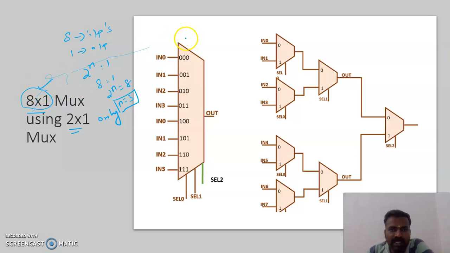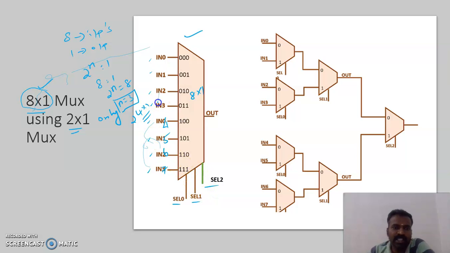Have a look at this. This is the block diagram representation for the 8x1 multiplexer. It has 8 inputs, I0, I1, I2, I3, and again I0, I1, I2, I3. That is, they have combined two 4x1 multiplexers, which is why they are represented as I0 to I3 and I0 to I3. Otherwise, we can represent these as IN4, IN5, IN6 and IN7. We found just now that 3 selection lines are needed, and those are select 0, select 1 and select 2.